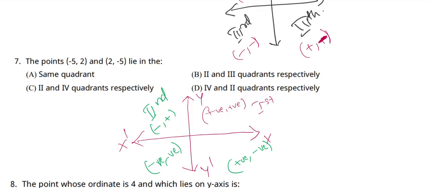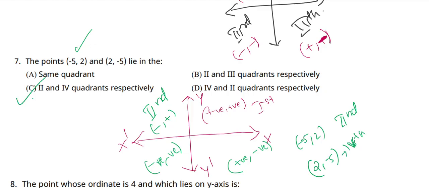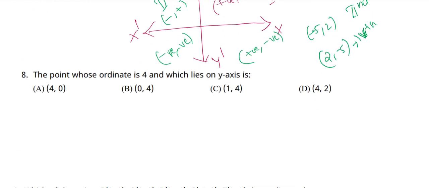Okay. So here the first one, negative positive, means the second quadrant. And (2, -5), that means positive negative, so it is in the fourth quadrant. So (-5, 2) is in the second quadrant, and (2, -5) is in the fourth quadrant. So option C is the correct answer.